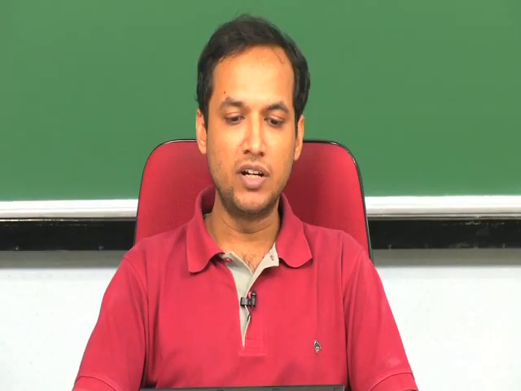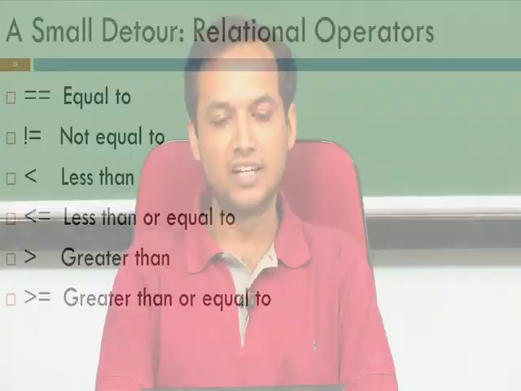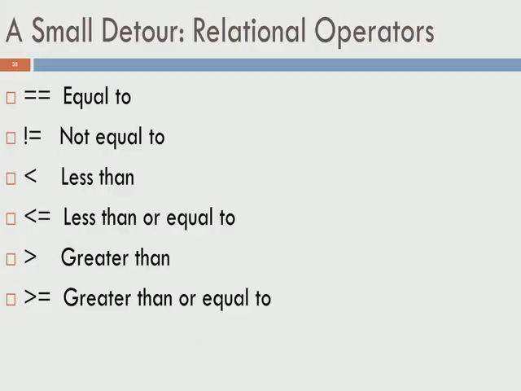So let us take a small detour and look at what are the different kinds of operators that you can use. We already saw equal to in an earlier lecture. We also saw greater than in the lecture where we were looking at the largest of the numbers and so on. There are other operators, namely not equal to, less than or equal to, greater than and so on. So these are the 6 operators that you can use on numbers. You can use them on both integers and floating point numbers.